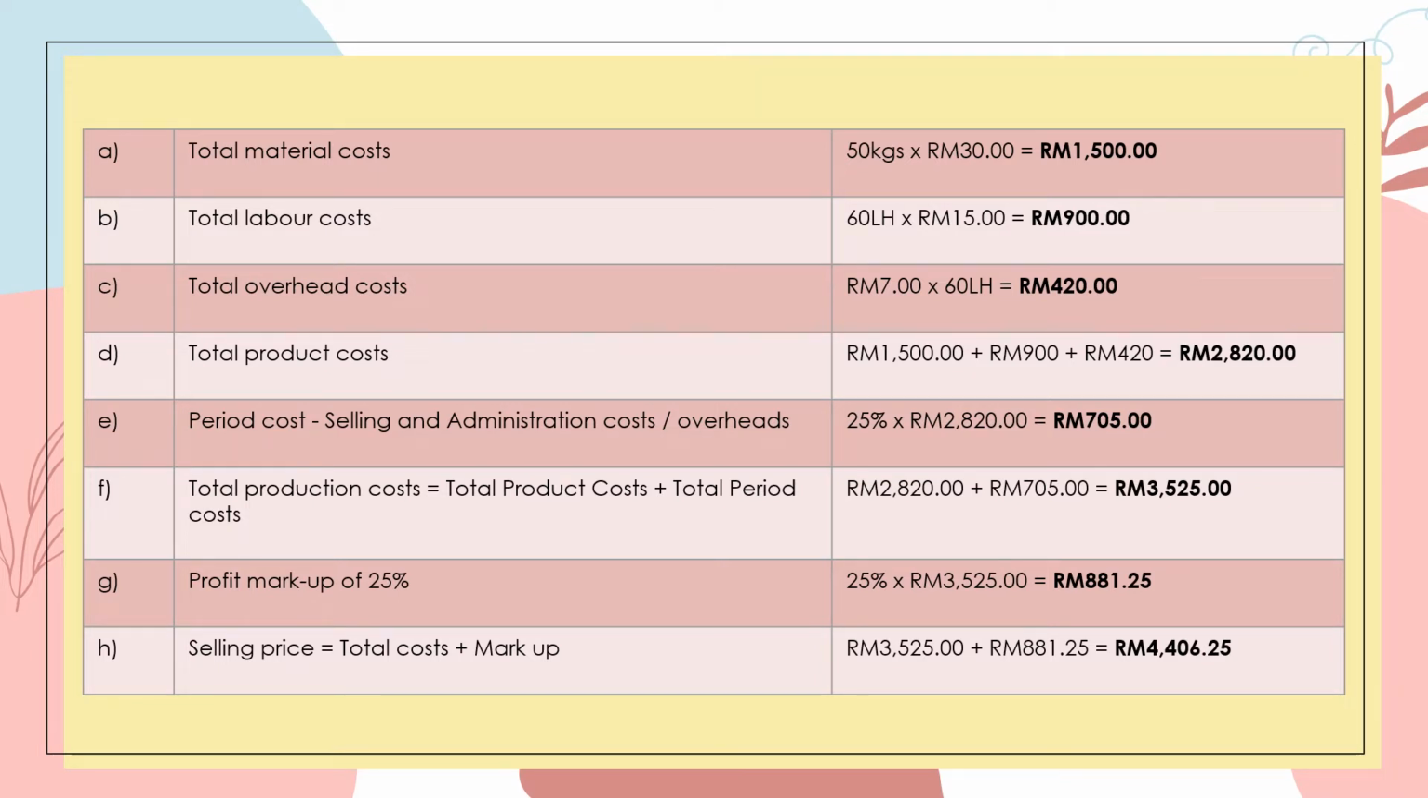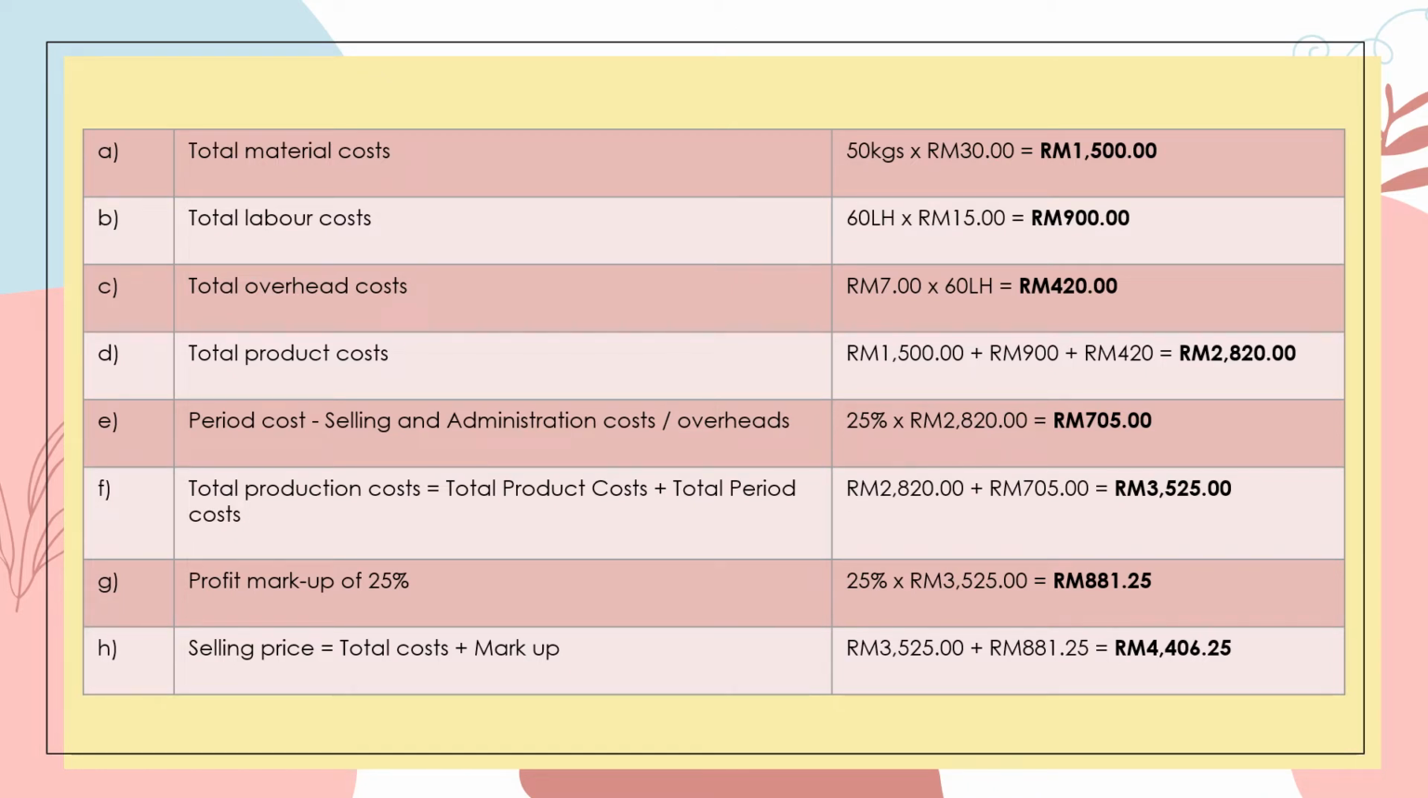D. Total product cost. The total product cost includes total material cost, total labor cost, and total overhead cost. RM1500 plus RM900 plus RM420 equals RM2820.